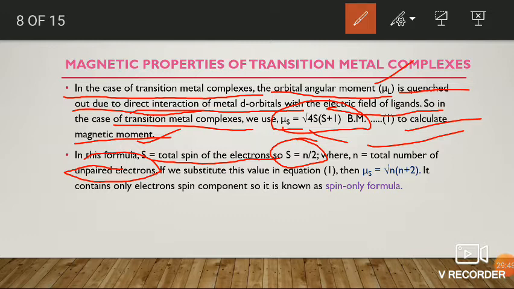So by substituting this S value in the equation, that is mu s equal to under root 4s into s plus 1, if you substitute s equal to n by 2, then we get the final value, that is mu s, the spin angular momentum, mu s equal to under root n into n plus 2. It contains only the spin component of the electrons. So this equation is generally known as the spin only formula.